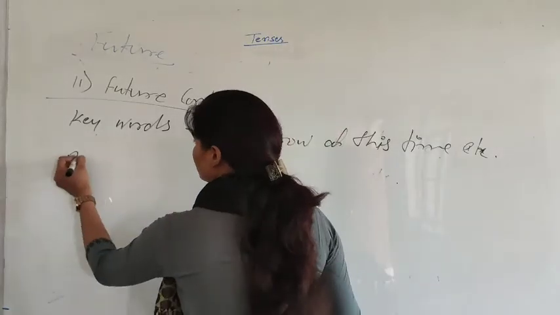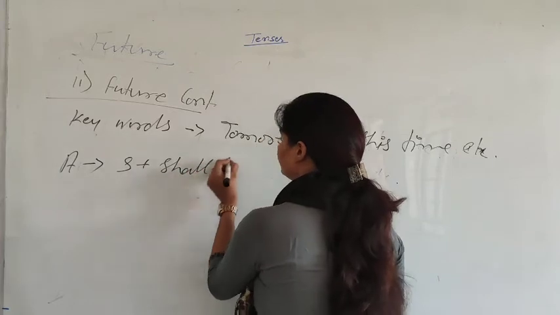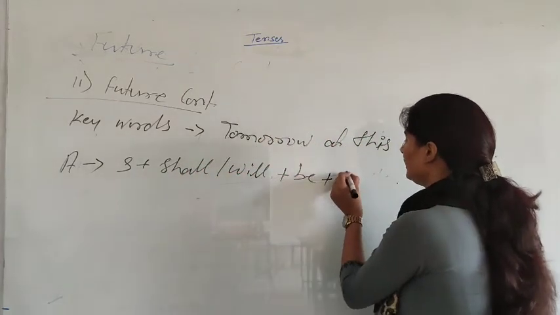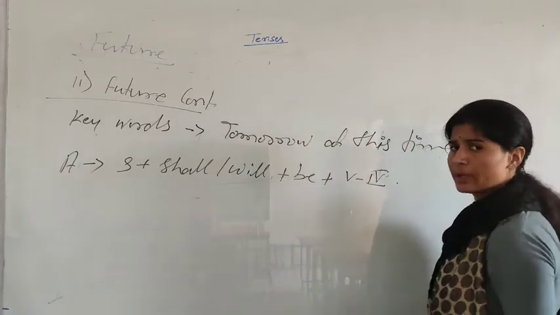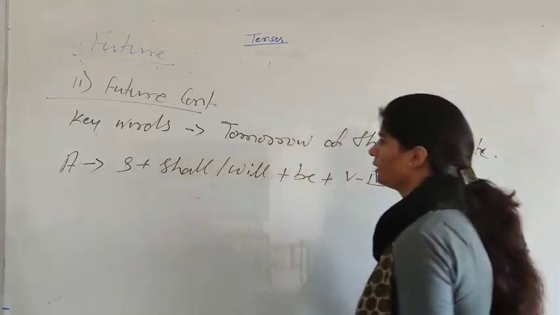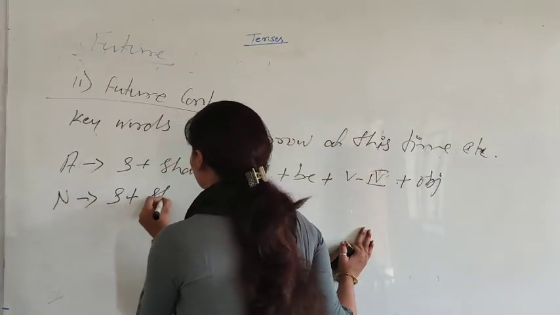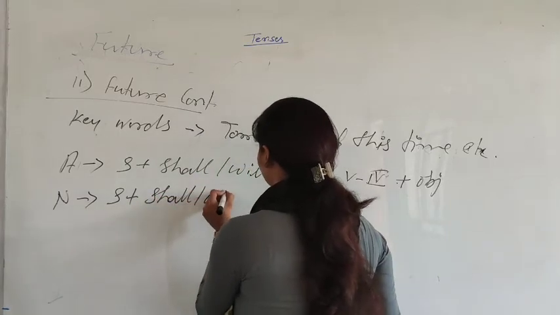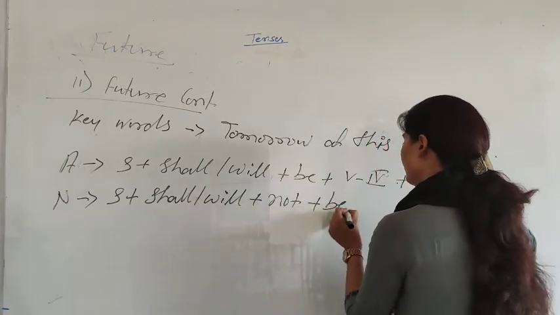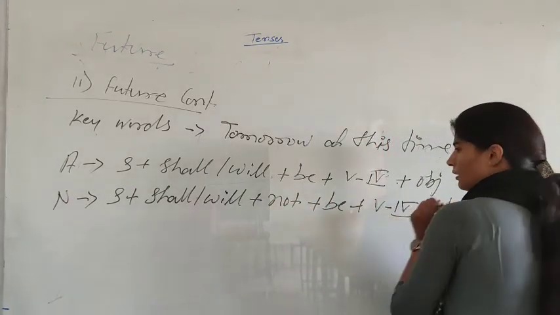Okay, see the structure: subject plus shall/will plus be, don't forget this be, plus verb fourth form, or you can say verb first form plus ing, plus object. Again see the negative, all you have to do is put not: shall/will plus not plus be plus verb fourth form plus object.